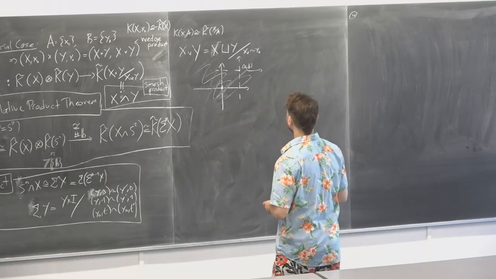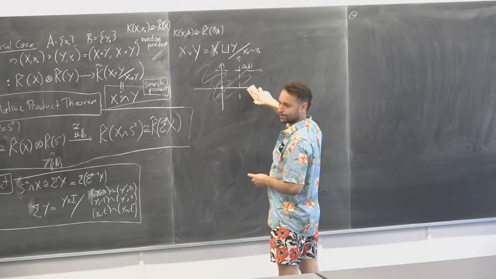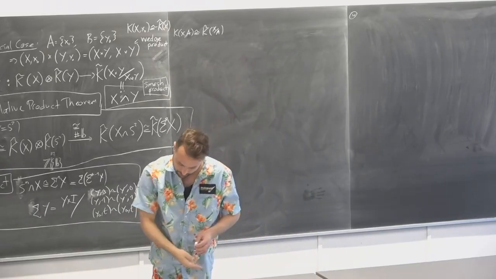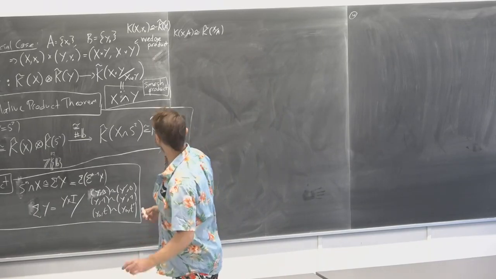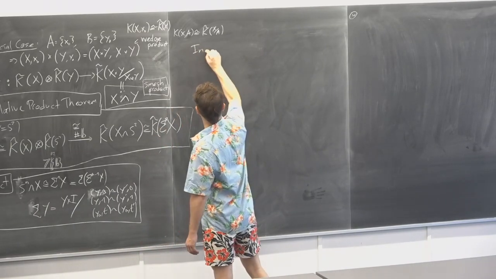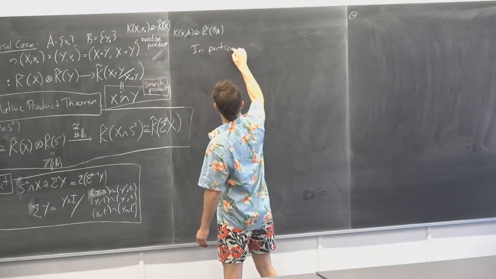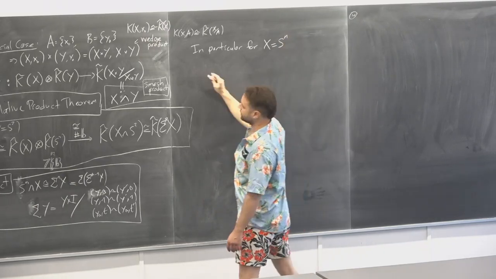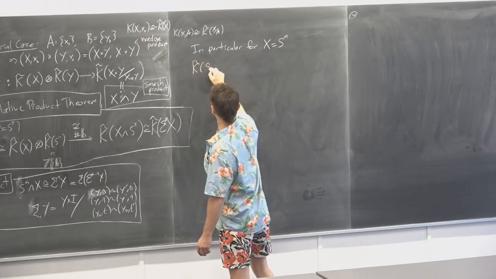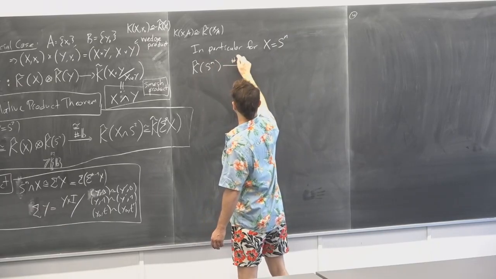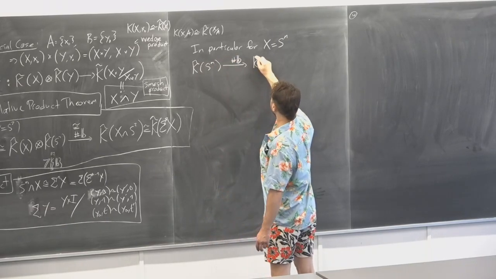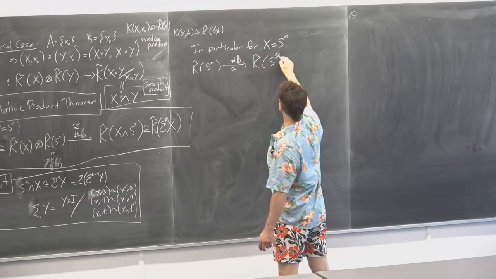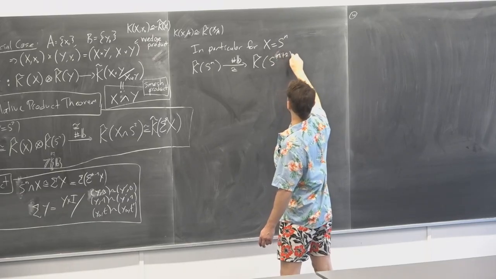So in particular, do you mind if I get rid of this drawing? So let's look at something interesting. In particular, for X, say if X is a sphere S^n, what we get is K tilde of S^n multiplied with the Bott class gives us an isomorphism with a sphere of degree 2 bigger. So n plus 2.